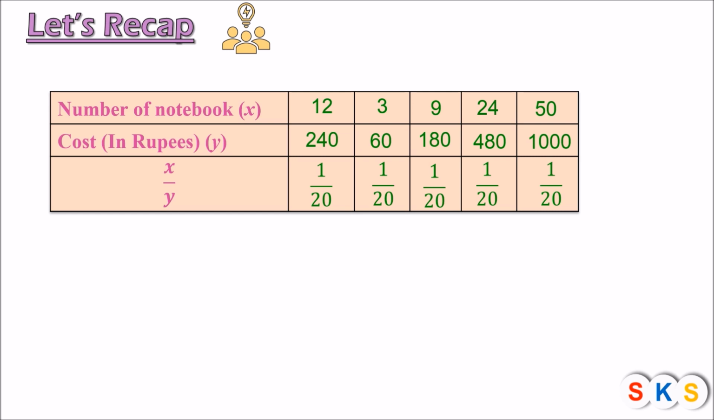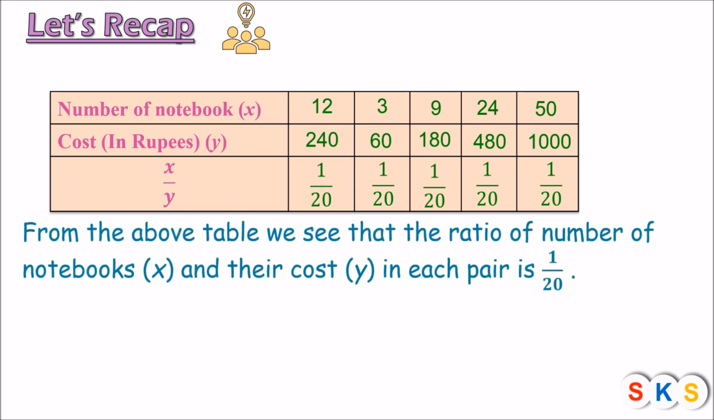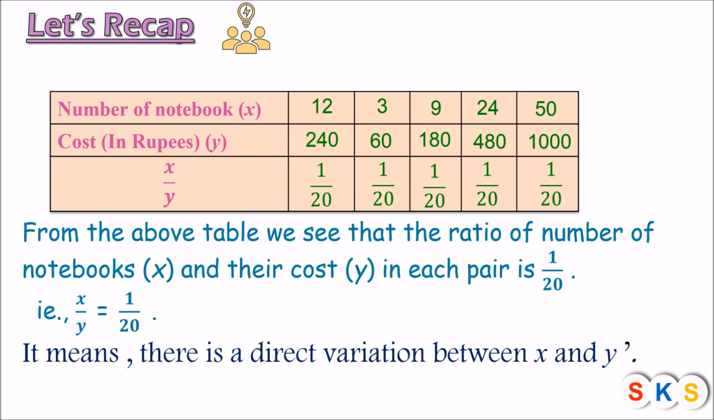And you can see the ratio of those two quantities is 1 upon 20. So the ratio of two quantities is always constant if there is a direct variation between those two quantities. You can see from the table what we have learned: the ratio of the number of notebooks and their cost is 1 upon 20, that is x upon y equals 1 upon 20. It means there is a direct variation between x and y.